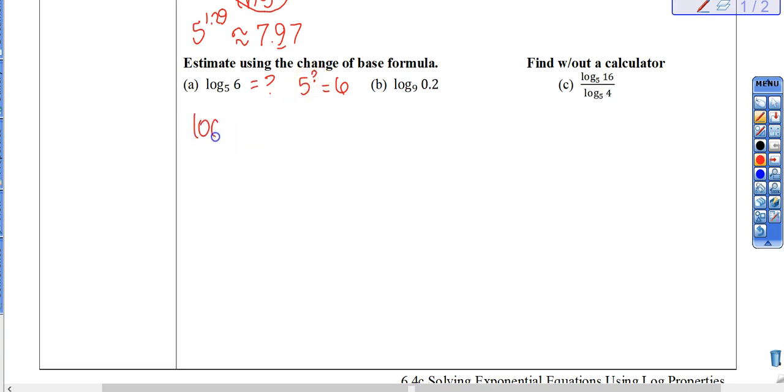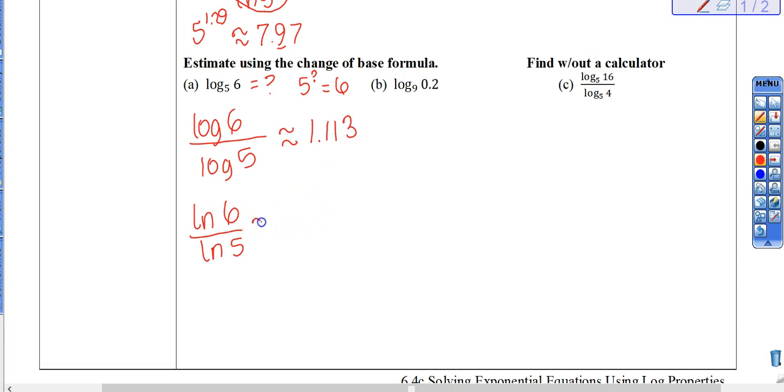Change of base. Log of 6 over log of 5, or if you're feeling efficient, natural log of 6 over natural log of 5. It doesn't matter when you're punching buttons on the calculator; it's exactly the same. Both are equal to approximately 1.13, and to three decimal places, 1.11328275. So either one will give you the decimal approximation. Just remember, log in the numerator, base in the denominator. You can use common log or natural log, your choice.